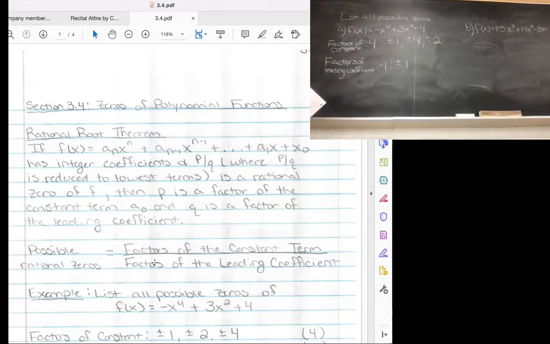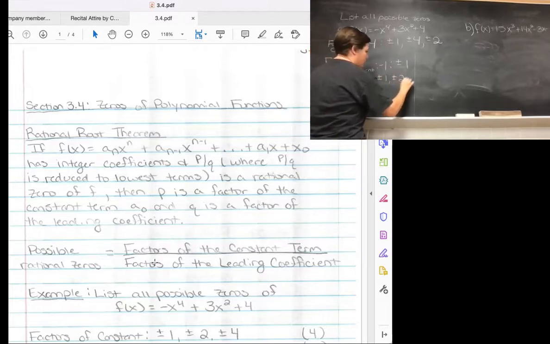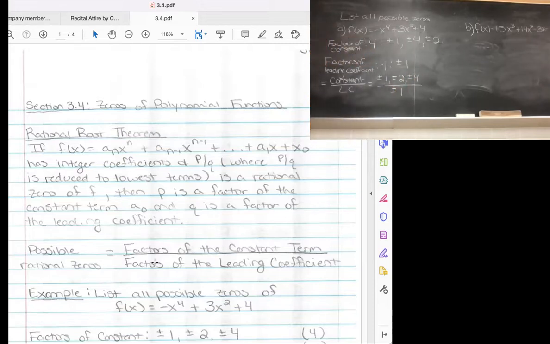Okay, so the list of all of our possible zeros equals the factors of the constant over the factors of the leading coefficient. And that was plus or minus 1, plus or minus 2, plus or minus 4, all over plus or minus 1. So that means all possible zeros for this function are plus or minus 1, plus or minus 2, and plus or minus 4, because dividing by that 1 isn't going to change anything.